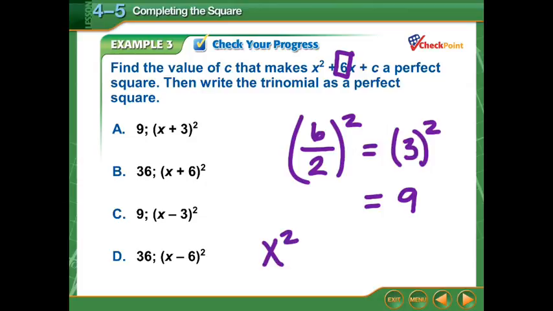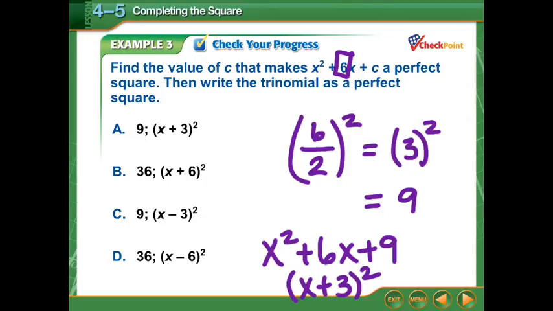It would be x squared plus 6x plus 9 is the perfect square trinomial. If I was to write it as a perfect square, it would be x plus 3 all squared. Whatever the number was before you squared it is what would go inside the parentheses. If I FOILed out x plus 3 times x plus 3, that would get you x squared plus 6x plus 9. So in this case, the answer choice is A. 9 is the number that completes the square to make the perfect square trinomial. X plus 3 all squared is the perfect square.